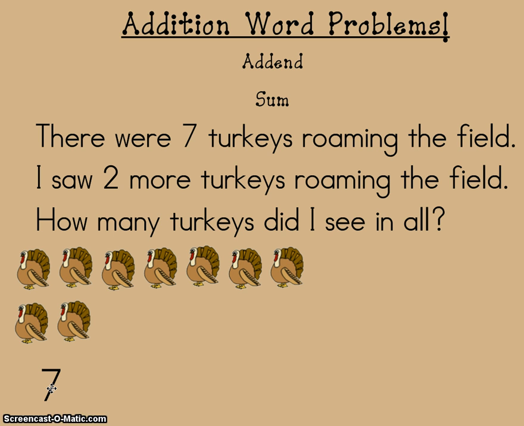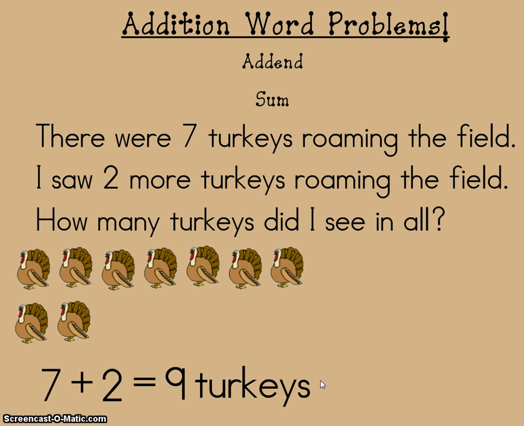7 turkeys were roaming the field, plus 2 more turkeys, equals. So now I need to find my sum. I can use my picture and count all of the turkeys to find my sum. 1, 2, 3, 4, 5, 6, 7, 8, 9. 7 plus 2 equals 9, and I'm also going to label my answer. How many turkeys did I see in all? 9 turkeys. You can use a picture to help you solve these problems.